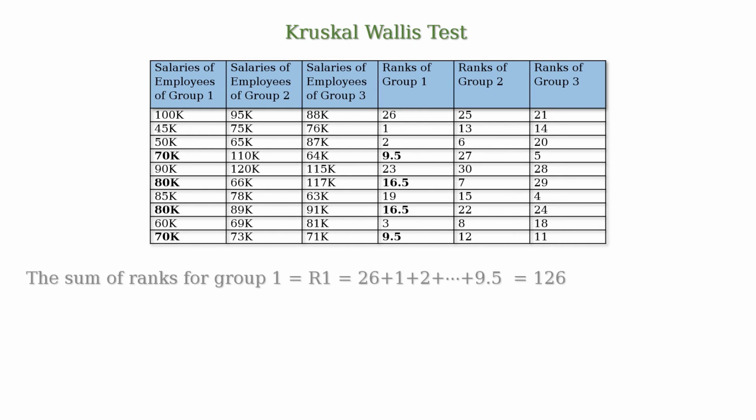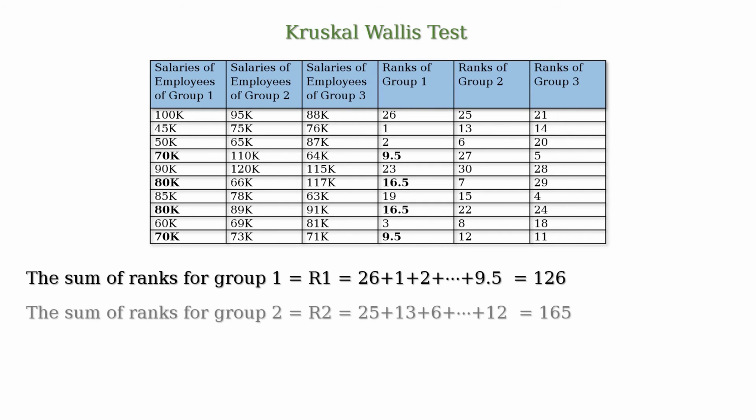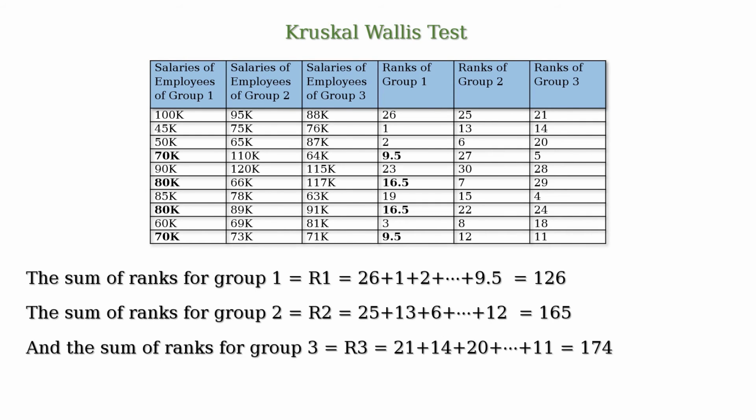Now, we will calculate the sum of ranks for each group. The sum of ranks for group 1, R1, is equal to 126 after calculation. The sum of ranks for group 2, R2, is 165 after calculation. And the sum of ranks for group 3, R3, is equal to 174 after calculation.